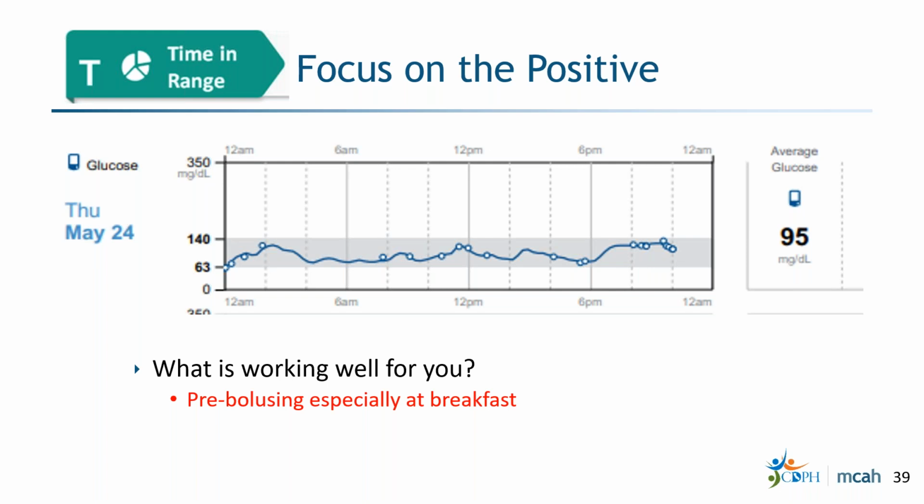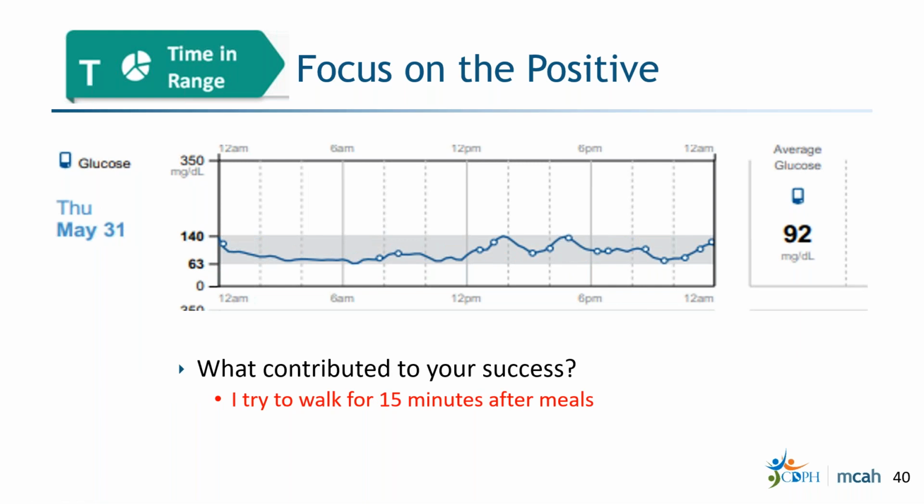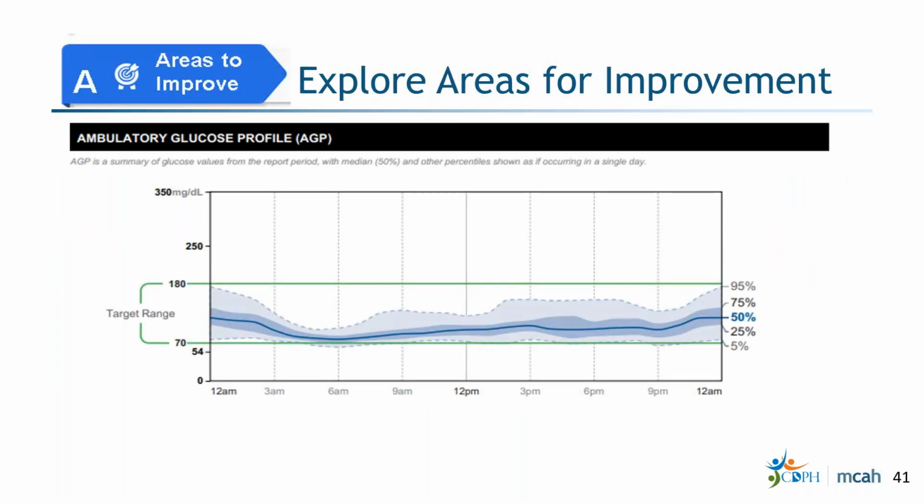She says at breakfast she's pre-bolusing, and that seems to be pretty effective at not causing her to rise. I mean, she wasn't even anywhere close to that 140. So really staying under those targets pretty well. And also talking a little bit more about what is contributing to your success. She's been saying she's trying to walk for 15 minutes after meals to prevent her glucose from spiking too high. And so that's certainly great to see.